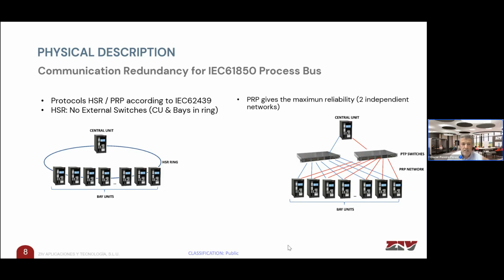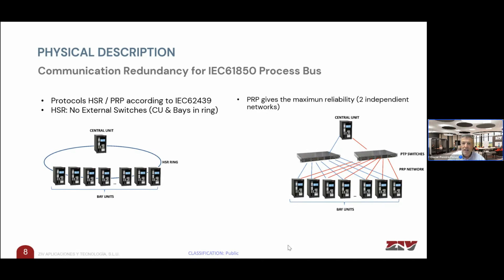On the right side, we have a ring where all the central unit and bay units are connected. With this solution, if you have one problem at one point, one cut, let's say, the communication is still warranted, right? If you have more than one problem point, if you cut in two points, the communication is not working anymore, because you have a part of your substation that is isolated from the rest.